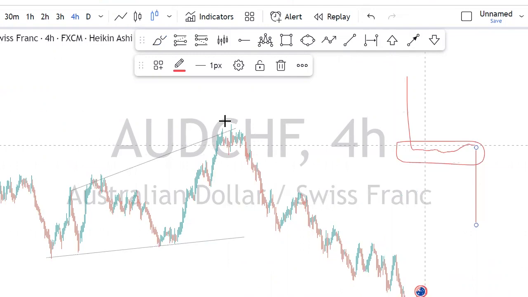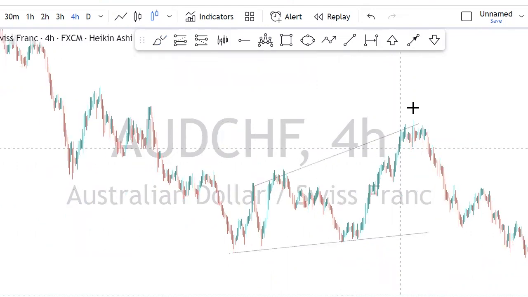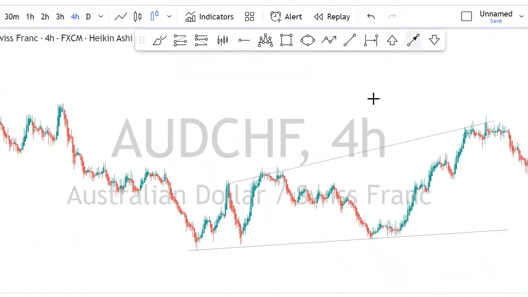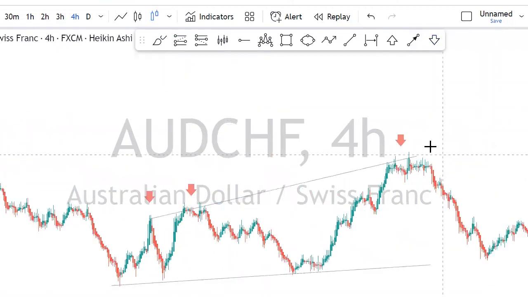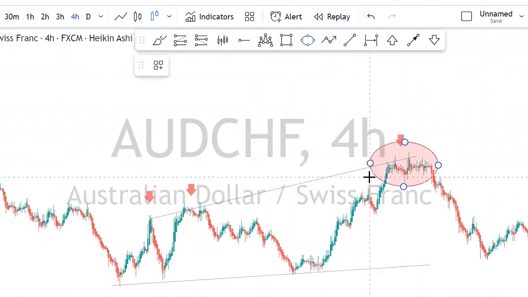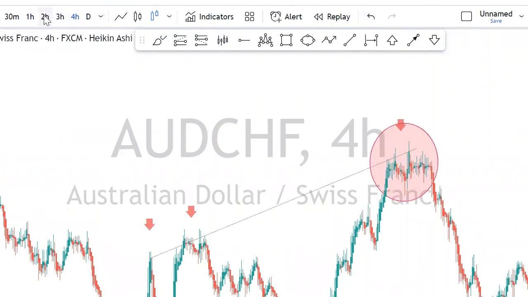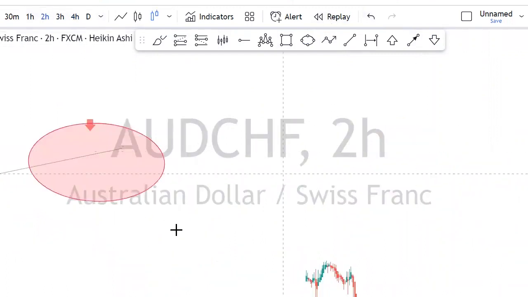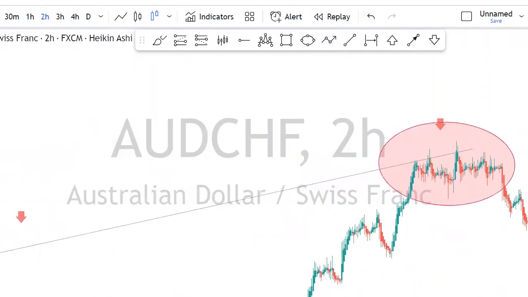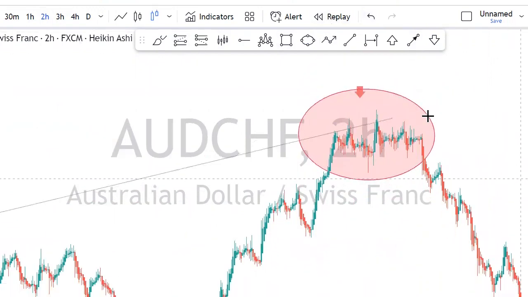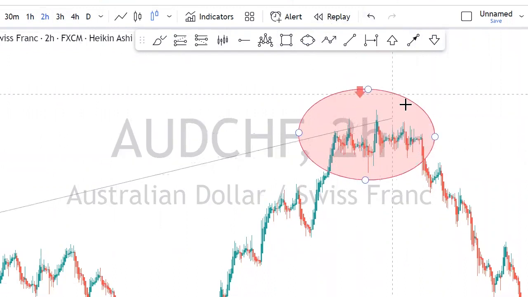So in this case, you can see here we have a resistance, and if you pay attention to the touches, you can actually spot that we only have 3 touches. So remember, the third touch, which is this area right here, has the highest probability, so we need to pay attention to this highlighted area. But we're going to continue and check that out in the smaller time frames, in this case the 2-hourly time frame. And as you can see, the price was just being choppy.